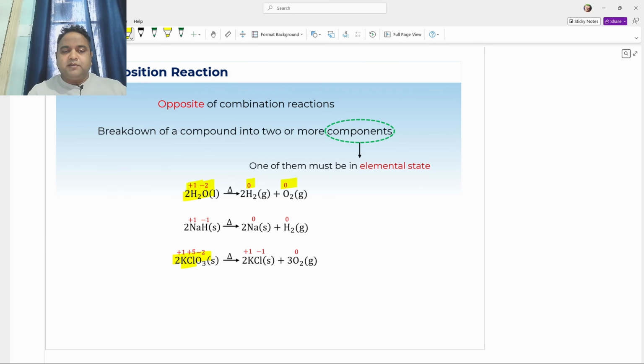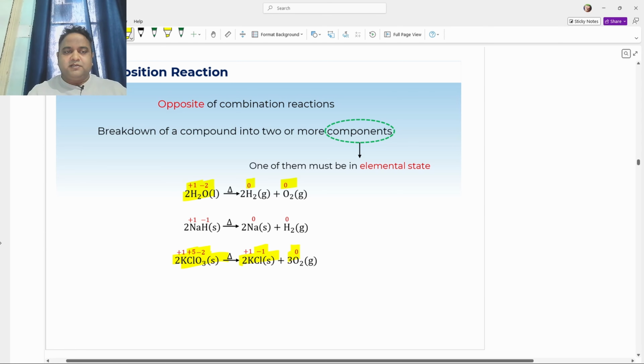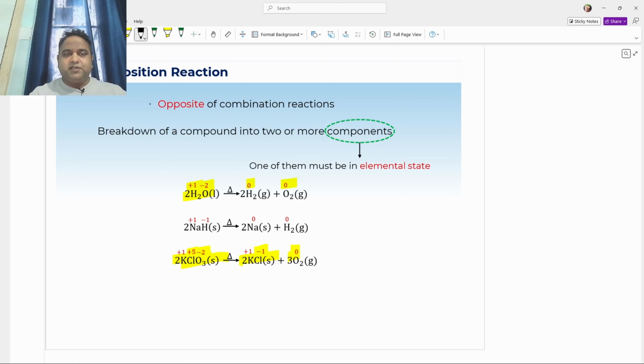Potassium chlorate decomposition: is it a kind of redox reaction or not? Check it. Oxygen is going from -2 to 0, it's a kind of oxidation. Chlorine is going from +5 to -1, it's a kind of reduction. But what is the danger point? There are certain decomposition reactions which are not considered to be redox reactions. It's not a universal definition that I should assume that every decomposition reaction is a redox reaction.